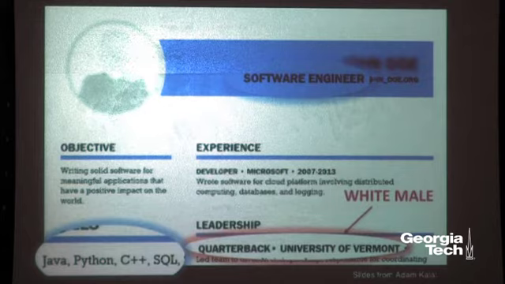And that tells you this is probably a white male, because University of Vermont is mostly white and quarterback is men. We don't have women who play football, and no reason why they shouldn't, in my opinion, but that's a different story. Then you have another resume with exactly the same things: Java, Python, C++, and then Spelman, which is a historically black college, and a softball team captain, and that tells you it's probably a black woman.